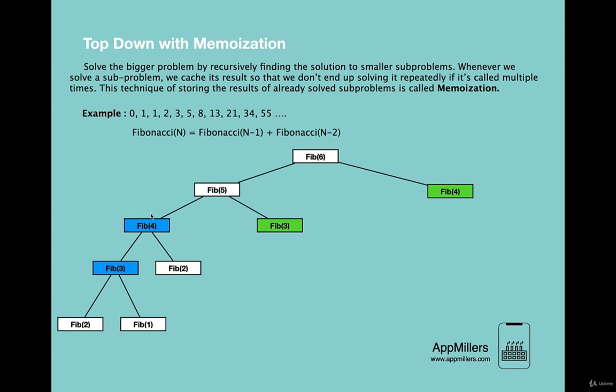So by calculating the values of Fibonacci 4 and Fibonacci 3 over here, we will just use these values over here. So we don't need to go to the rest of the tree over here. So this improves the time complexity of this algorithm.